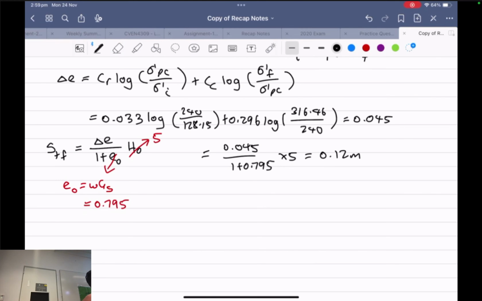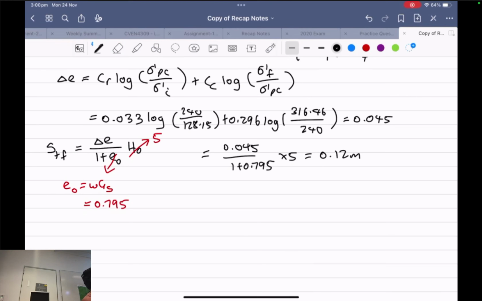Sorry? H0, so that's the depth of the layer that we're interested in, or the compressible layer. And here the compressible layer is the clay layer only. We're not considering the sand layer in this case, yeah. Alright, is that all good?